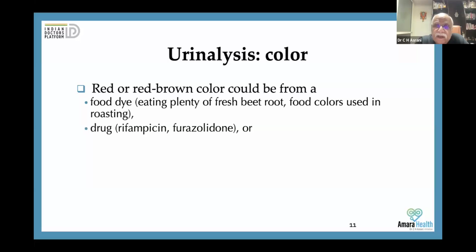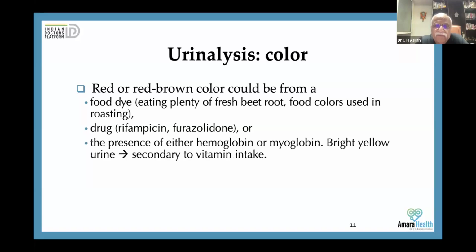Drug rifampicin or furazolidone, that is now banned. Furazolidone would give dark brown color to the urine. Rifampicin we know gives reddish color. If there is hemoglobin or myoglobin present, it could be dark, but bright yellow urine could also be due to taking multiple B complex vitamins. So that's why the vitamins are going to the fish in the sea.